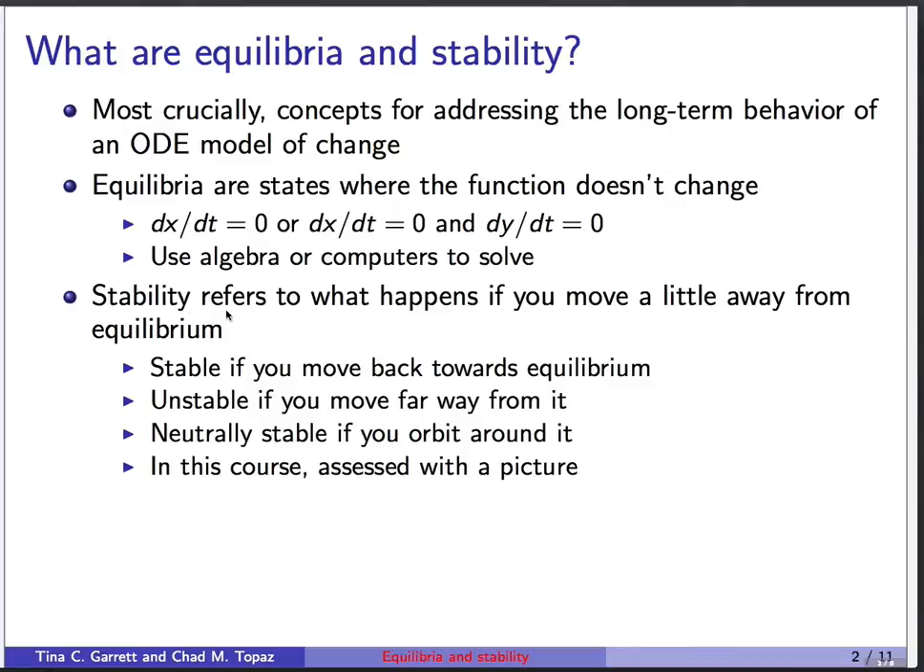Stability refers to what happens if you move a little bit away from the equilibrium value. If you move back towards the equilibrium, we call it stable. If you move far away from it, we call it unstable. And sometimes there might be a situation where you orbit around it, and I'll show you pictures of that, and that's called neutrally stable. In a more advanced course, you might learn more of the mathematics behind these ideas and how to calculate them more exactly. But in this course, we're basically going to address these concepts using pictures.